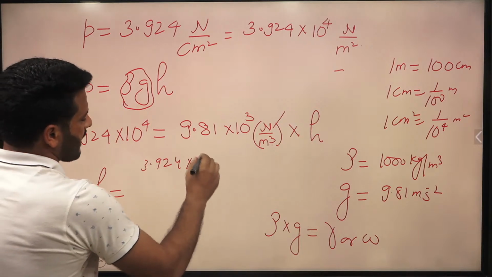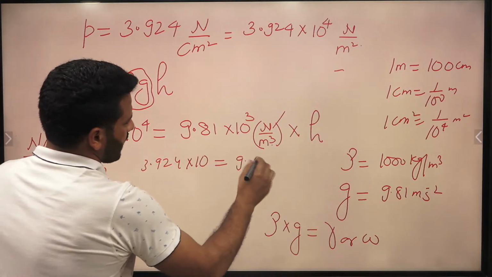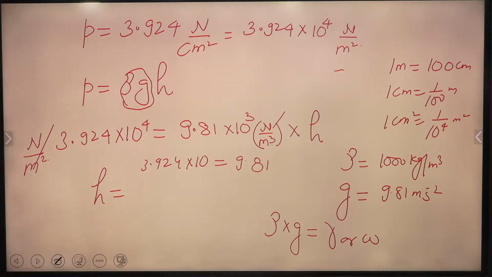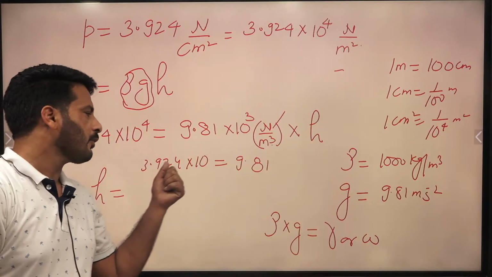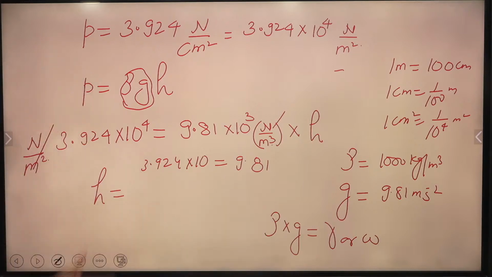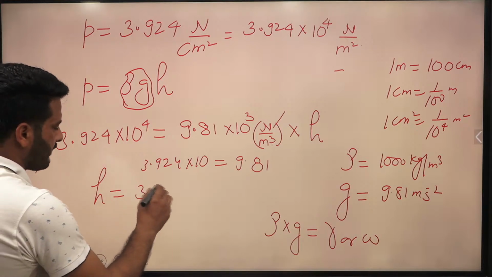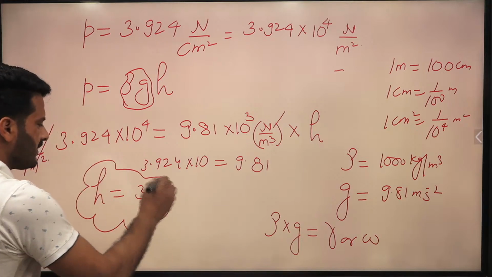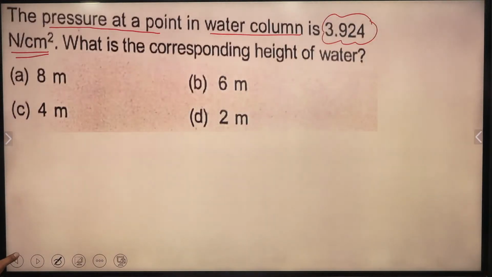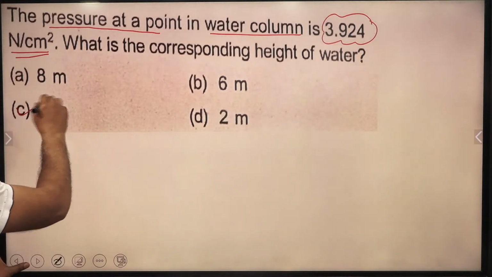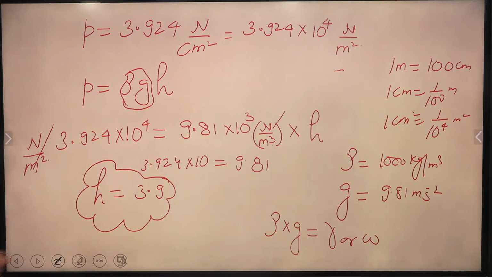3.924 into 10 raised power 4, and 9.81 into 10 raised power 3. The 10 to the power 3 will cancel out, so this is coming to be 39.24 divided by 10, letting 9.81 be 10. So 3.9 will be the answer. I'm just doing it the faster way. 3.9 is very close to 4. Option C will be the answer. If you use the correct data, 9.81, although I used 10, you will get 4 meter exactly. Yes, option C will be the answer.